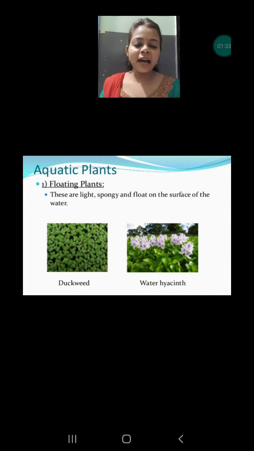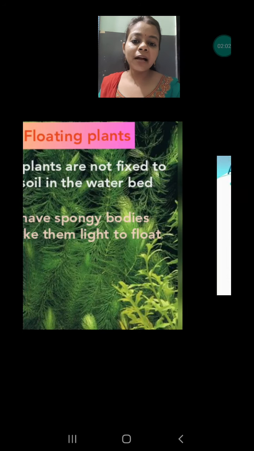Floating plants have a very spongy, very light body, and that helps them to float on the surface of the water. What they need is to float, which means they have to be light in weight. Have you ever seen a balloon? Why does a balloon float? When you blow air into the balloon, it becomes very light and moves here and there. The same concept is used in floating plants also.